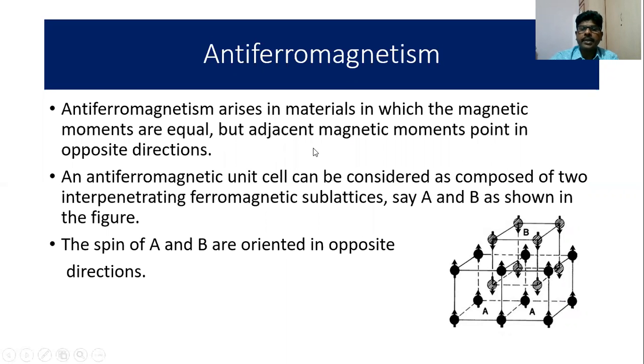Antiferromagnetism arises in materials in which the magnetic moments are equal, but adjacent magnetic moments point in opposite directions. An antiferromagnetic unit cell can be considered as composed of two interpenetrating ferromagnetic sublattices, say A and B, as shown in the figure. The spins of A and B are oriented in opposite directions. As you would see, in A the spins are in the upward direction, whereas in B the spins are in the downward direction. They are equal in magnitude but opposite in direction.